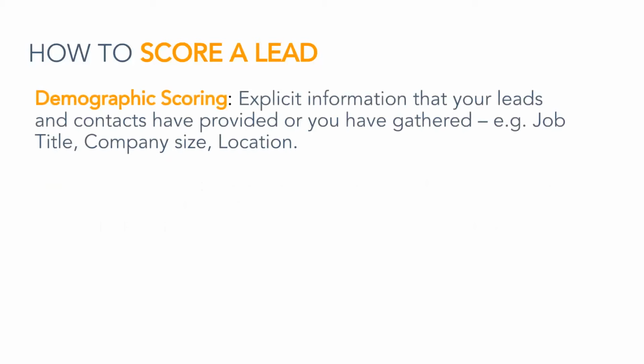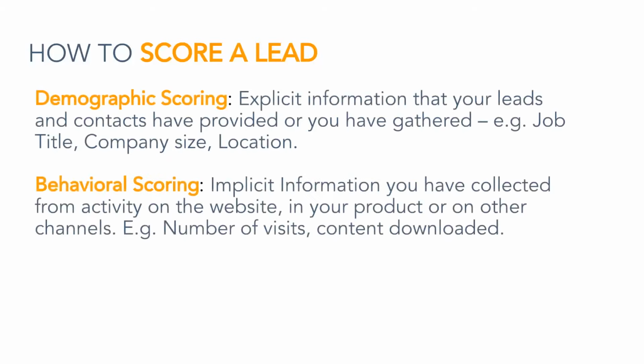Okay. The next thing is their behavior. This is called behavioral scoring. This is implicit information that you have collected from activity on your website, in your product, or other channels. These are things like number of website visits, content downloaded, the types of pages they visited, do they follow you on LinkedIn? So these are behavioral aspects.